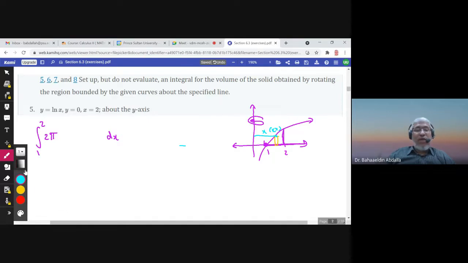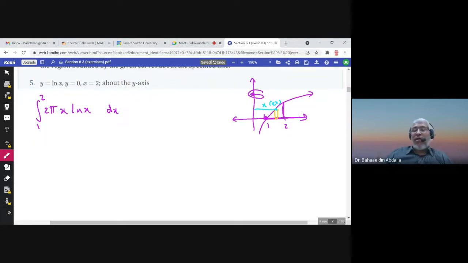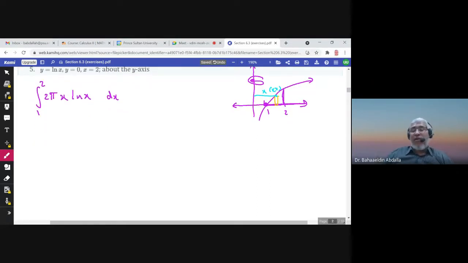So the radius is x, 2 pi x, times the height of the shell. The height of the rectangle, sorry. The height of the rectangle is this curve minus 0. So this curve is what? It is y equals ln x. So ln x. So this will give you the volume. Notice that you can solve this using the previous method, the first method, which is disk and washers.